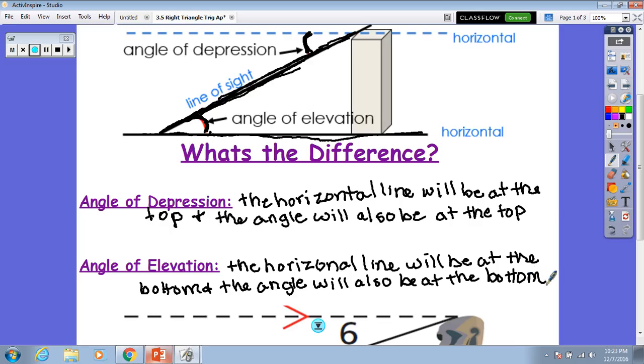Okay, I know it sounds backwards to say that it's an angle of elevation and it's at the bottom, but in order to elevate, you have to start low and then go high. So that's why the angle ends up at the bottom here. For an angle of depression, you have to start high and then go low. So your horizontal line will be up here, and that forms the angle that is going down. Down meaning depression, and when it's going up, that means elevation.